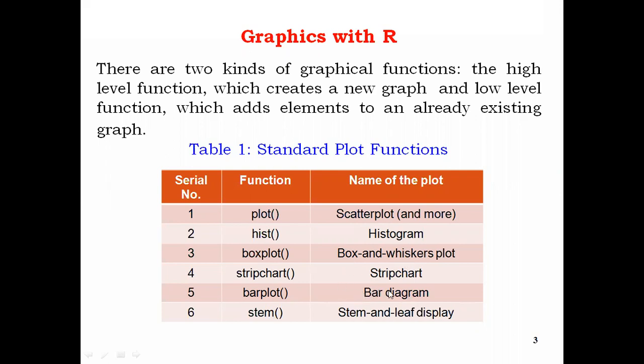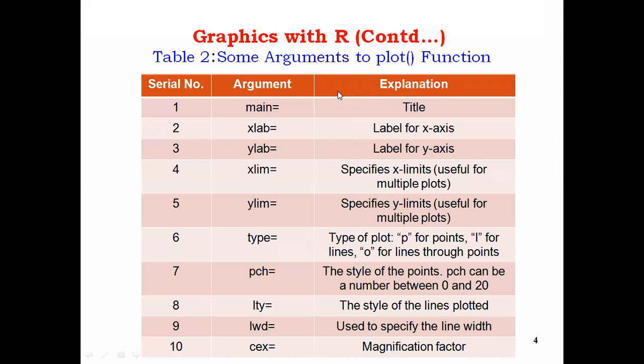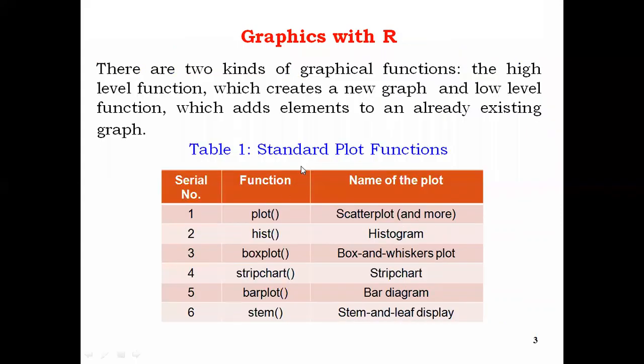That means these are the names of the plots and these are the functions which we are going to use. And then stem, this is the stem and leaf display. Okay, these are the standard plot functions. Then the second table I'm going to show you. This is some arguments to the plot function. That means, first one is your standard plot functions.